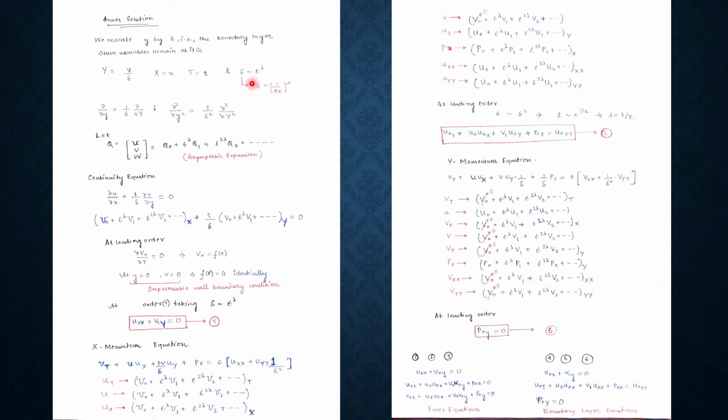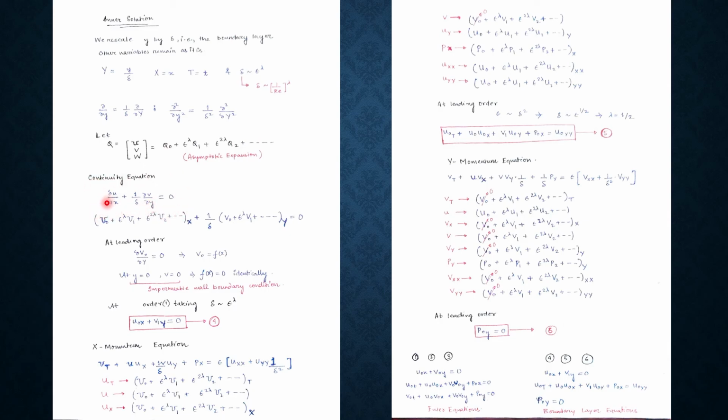Now for instance, we don't really assume that power and just denote it by lambda for the time being. The derivatives ∂/∂y, when scaled with the factor delta, would change this way, and so will the second derivative. And the inner solution is denoted by capital Q, u, v and similarly p. This is the asymptotic expansion of Q naught, and the continuity equation this time changes to something like this.